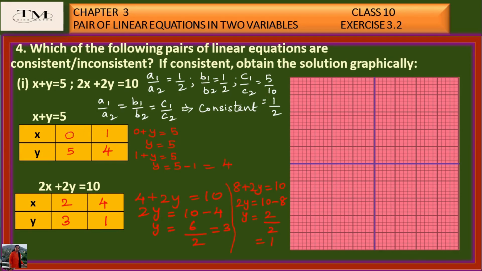So the first one is (0, 5). Let me mark the values as 2, 4, 6, 8. I am taking 2 points: minus 2, minus 4, minus 6, minus 8. So this is the negative x-axis and this is the positive x-axis.